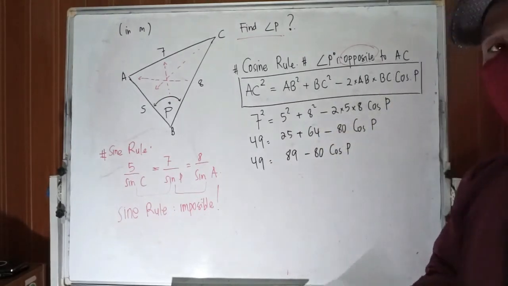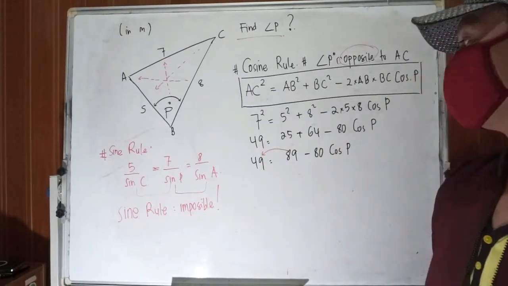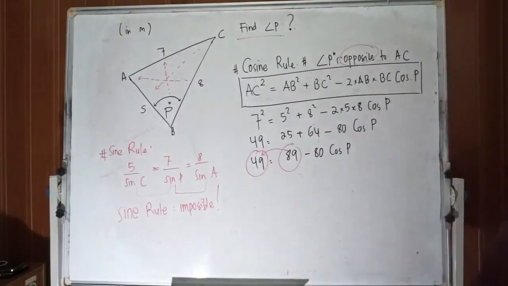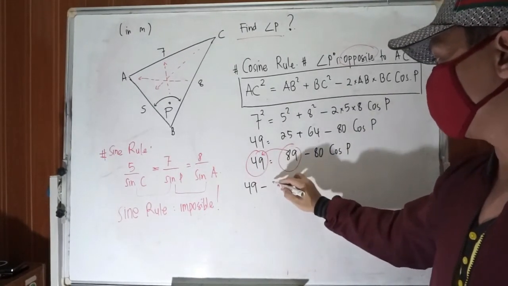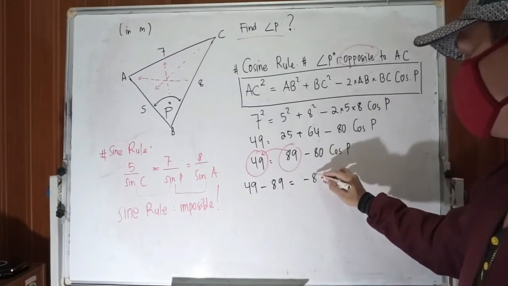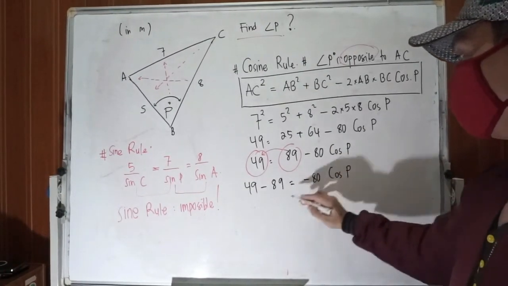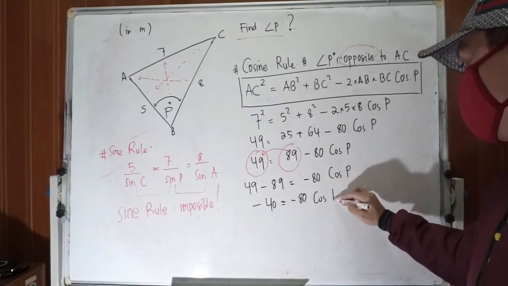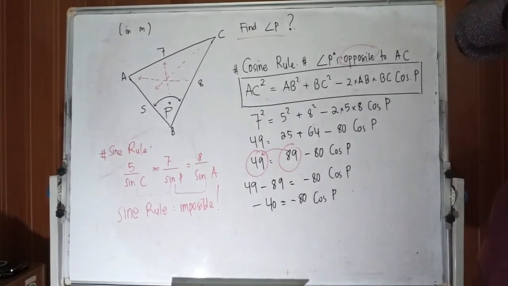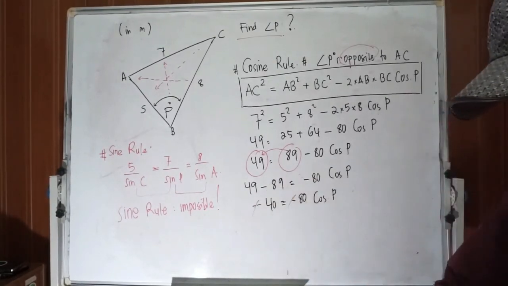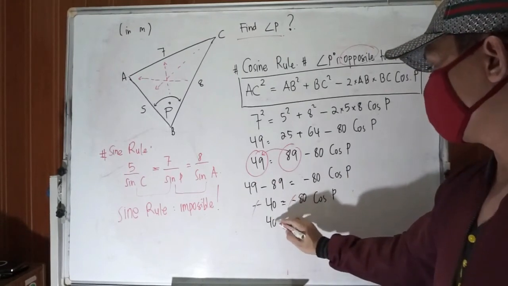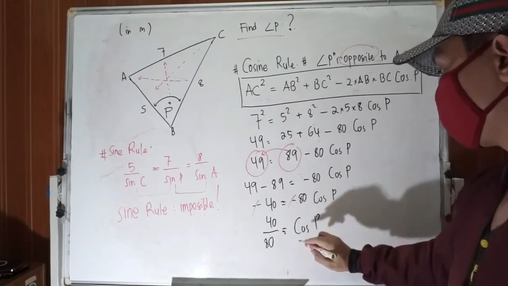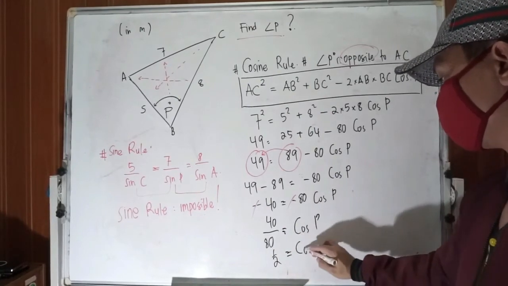So 89 must be transferred to the left side. Once again, 89 must be transferred to the left side. So 49 minus 89 equals minus 80 cosine P. Minus 40 equals minus 80 cosine P. Clear? Cancel the negatives, so 40 over 80 equals cosine P. So a half equals cosine P.